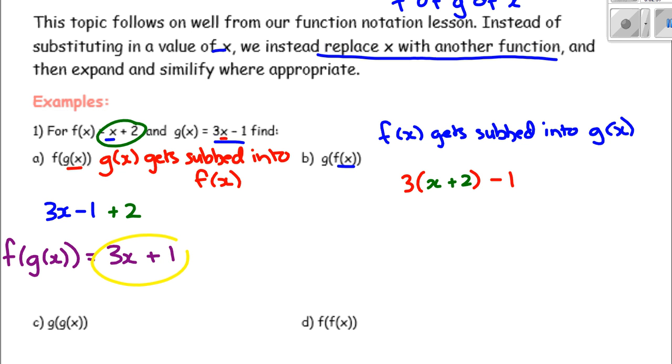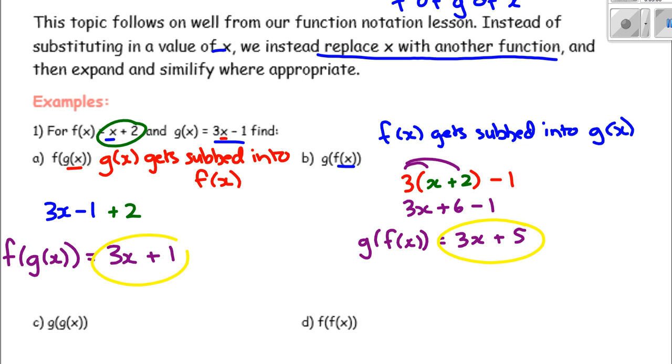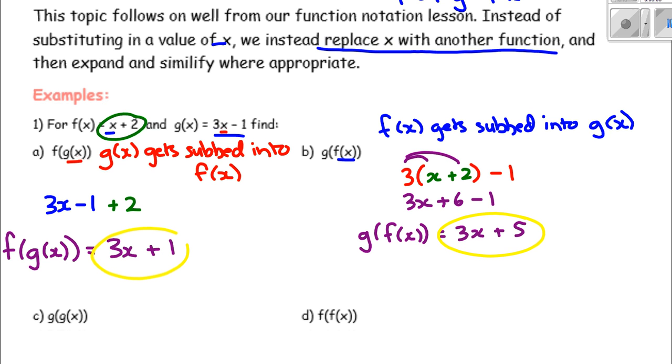In red is what was the function before, 3x minus 1. But whenever I've seen an x in g of x, I replace it with f of x instead. And then we just do any simplifying, expanding, collecting like terms. So it becomes 3x plus 6 minus 1. So g of f of x equals 3x plus 5, because all we've done there is collected like terms. Okay, let's keep going to get the hang of it.